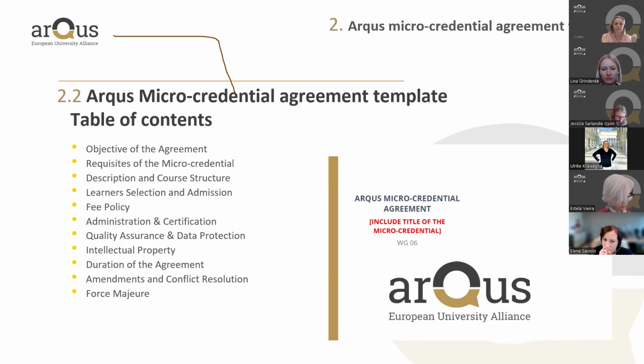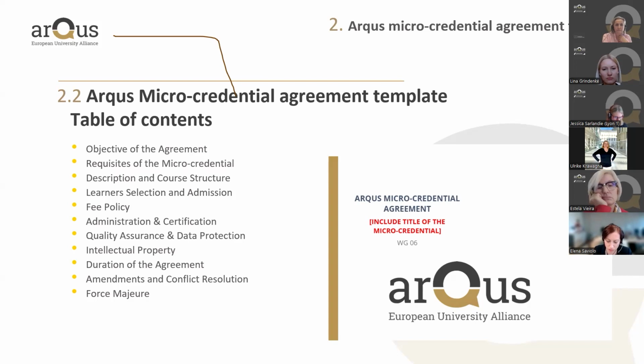The next chapter, description and course structure, provides a brief description of the micro-credential, its learning outcomes, which is very important, the course structure, and whether it's part of a regular program in any of the universities. Learner selection and admission outlines the criteria for learners to enroll in the micro-credential and the process for the selection and admission. Fee policy. Here you get details about the fee agreement, including potential reductions for students of partner universities and the whole payment process.